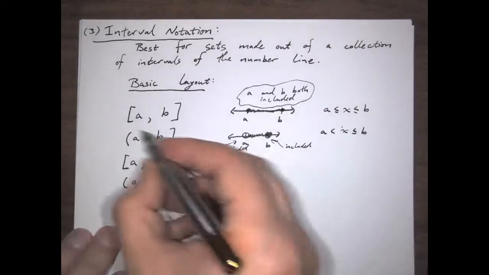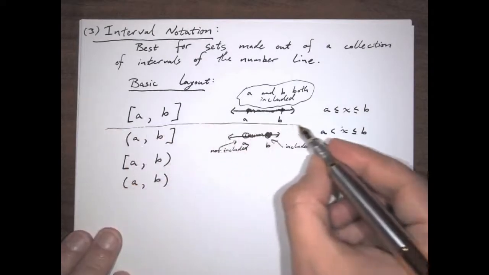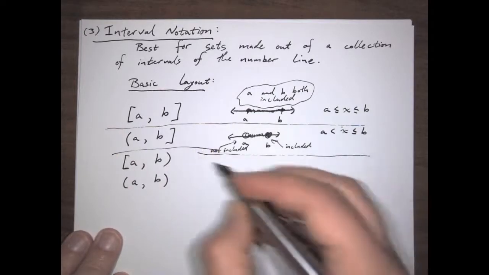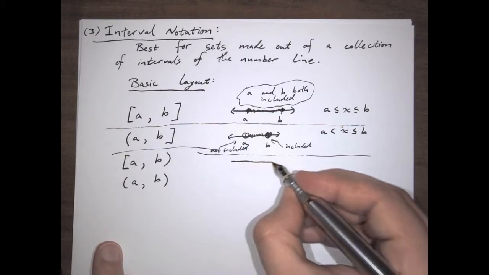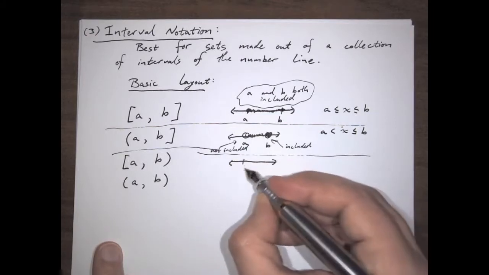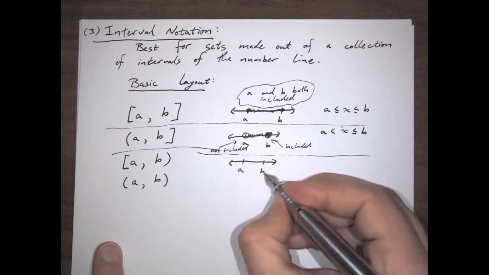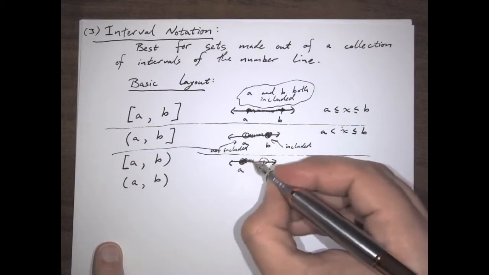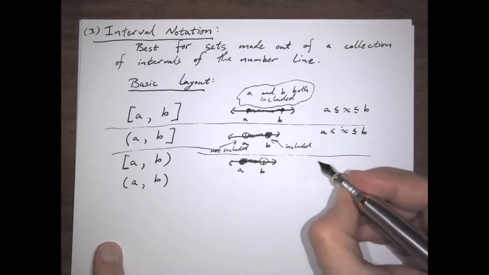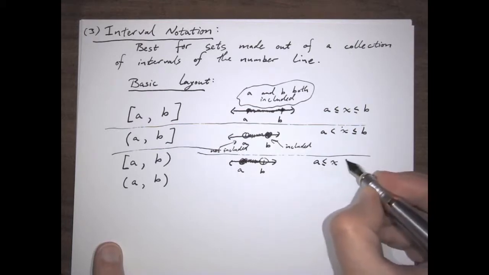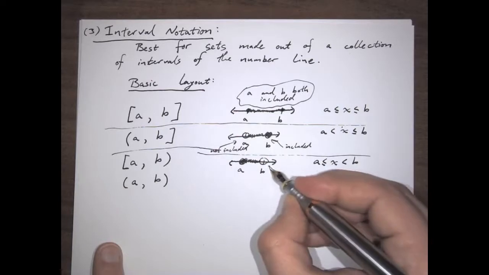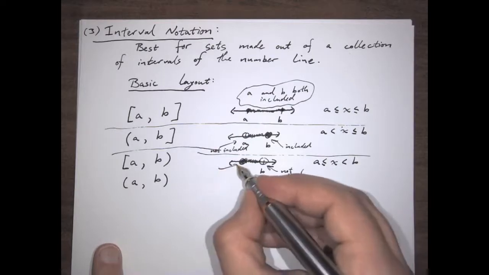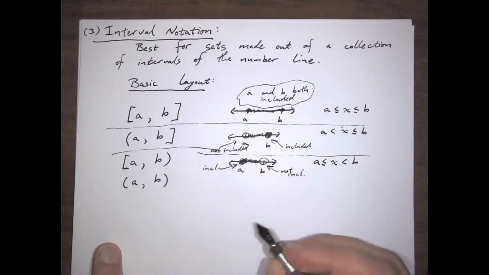For the third one, what we would be talking about is the number line going from A to B, the A now would be the one that's filled in, the B would be the one that is not, and so it would be A less than or equal to X less than B. So this one is not included, this one is included.